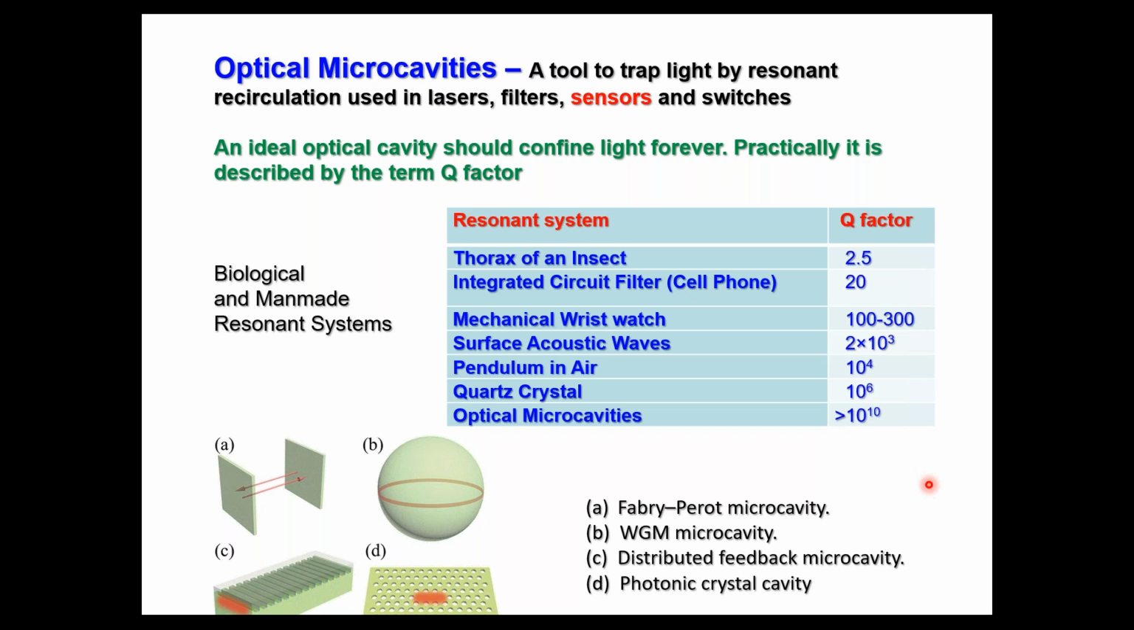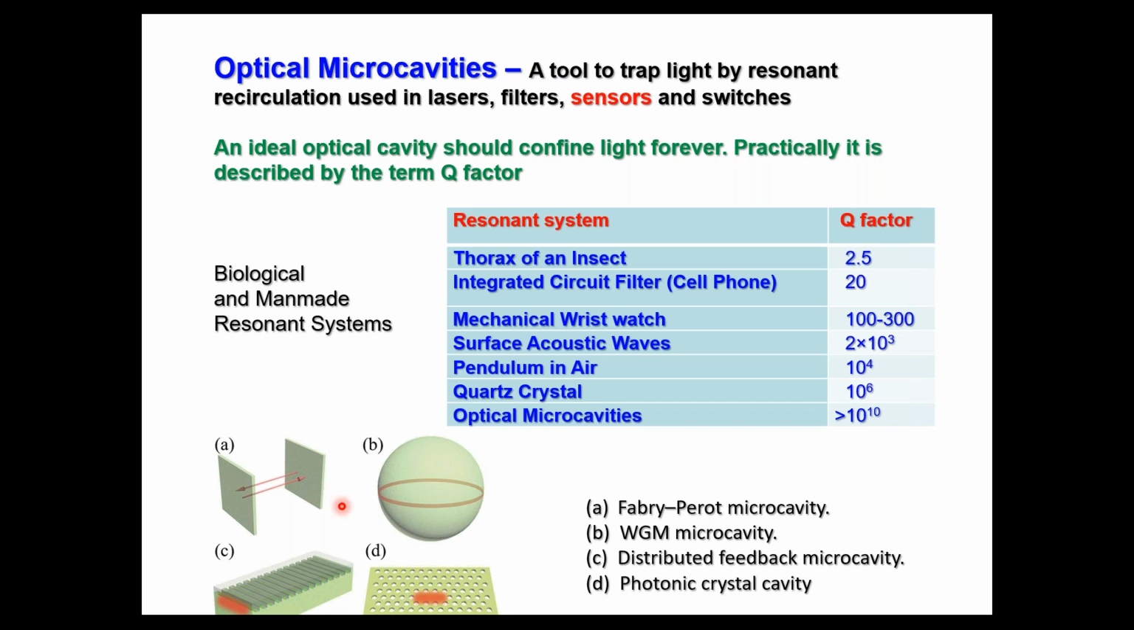So maybe if you are from an electronics background, you are familiar with the resonance and the filters and the resonance systems working in that. So this is a comparison of the Q factor for different biological and man-made resonance systems. And on comparison, we come to know that the microcavities offer the largest Q factor. So the optical microcavities are important because they can hold the energy for a longer period of time.